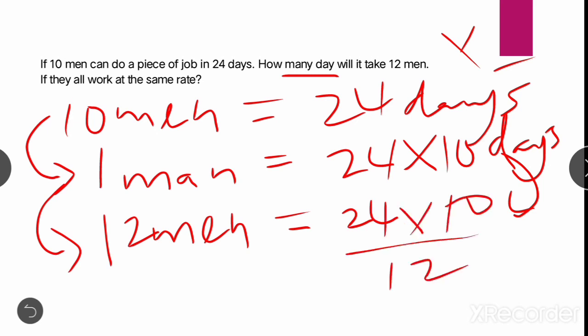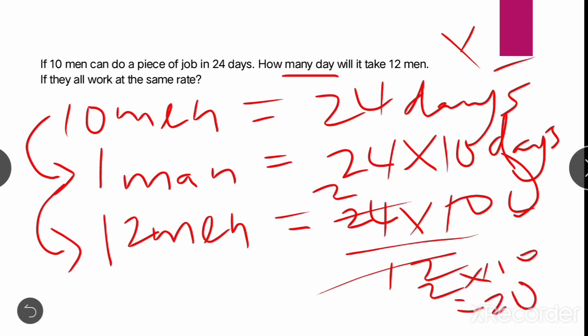So this is what I was talking about the other time. So let's go on straight. 12 can go here 1, 12 here can go here 2. So we have what left? 2 times 10, and that gives us what? 20. So we need 20. For 12 men, it takes them 20 days.